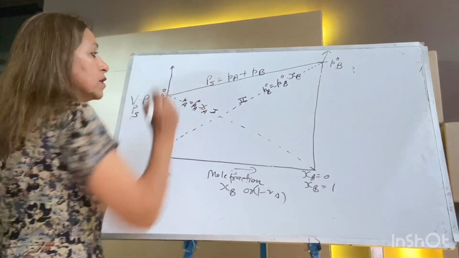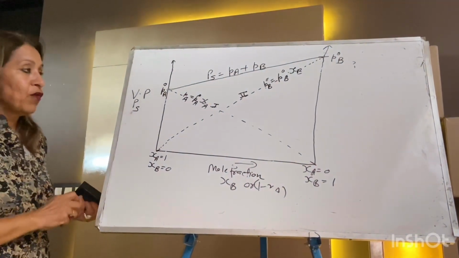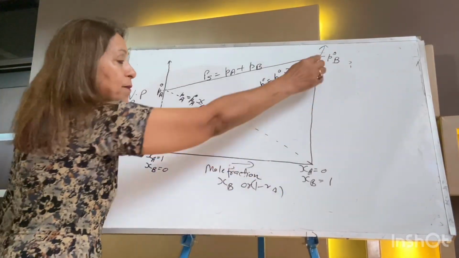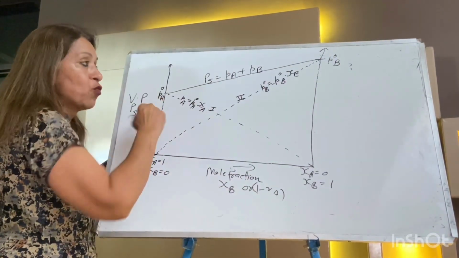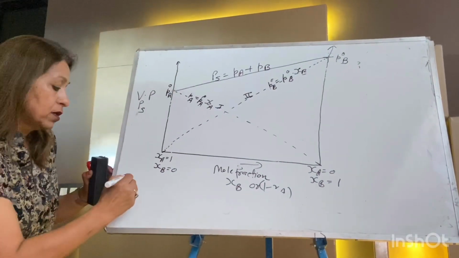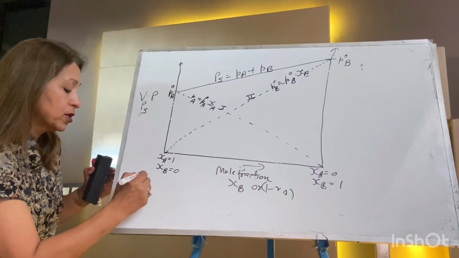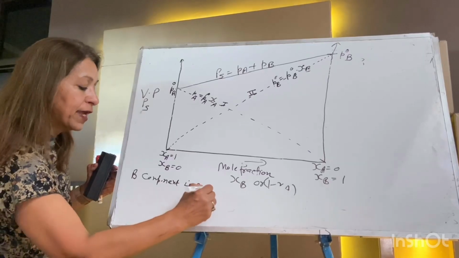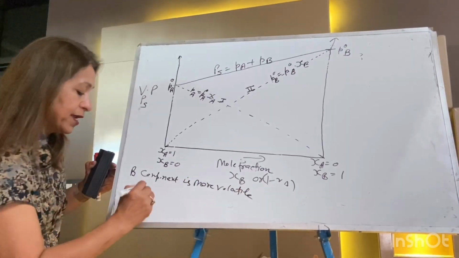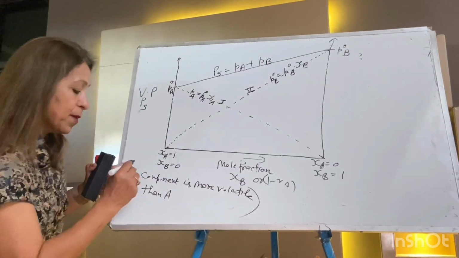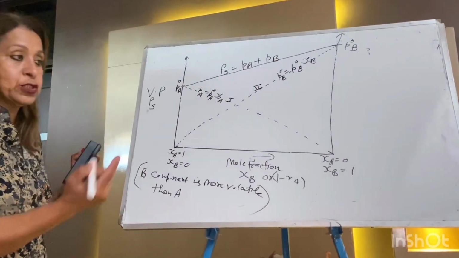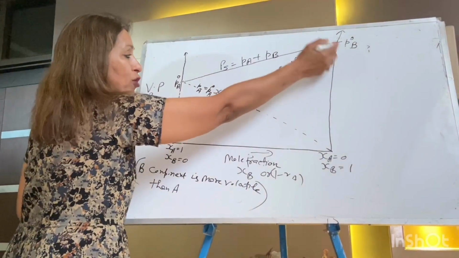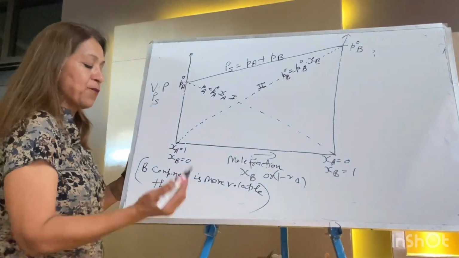Now students, I think one question must be in your mind: why have I written P naught B a little above and P naught A a little down? Because, first, assume the B component is more volatile than A. And the second reason is, if the B component is more volatile, then it has more vapor pressure. So I'm showing more vapor pressure of B because I assumed my B component is more volatile than A.